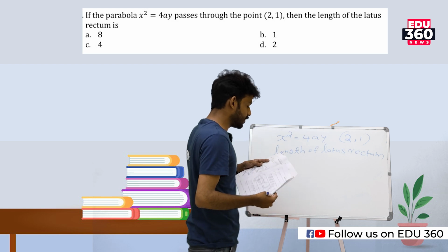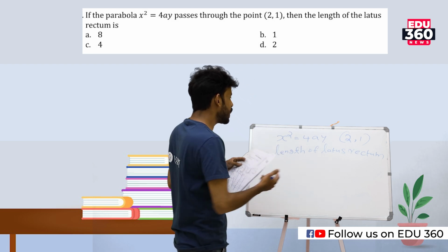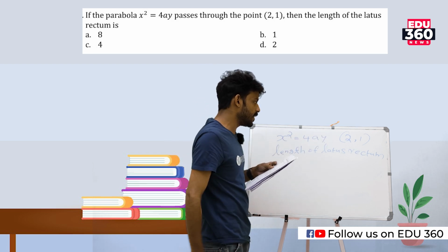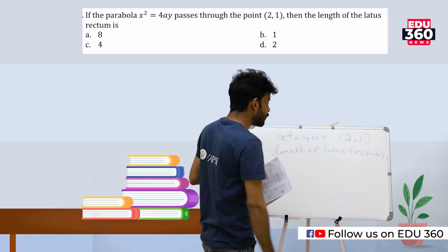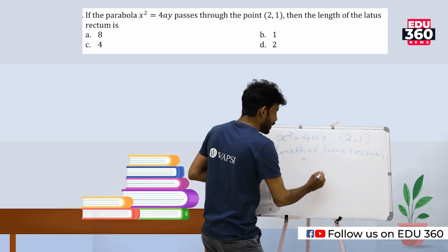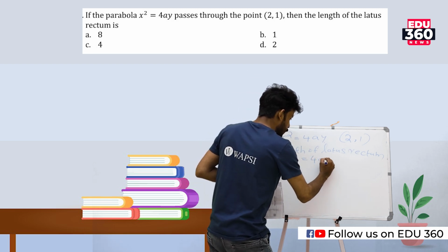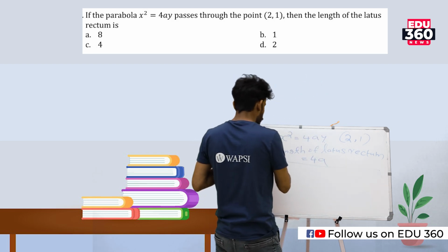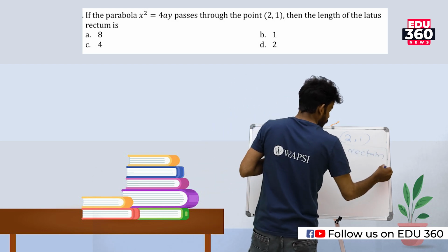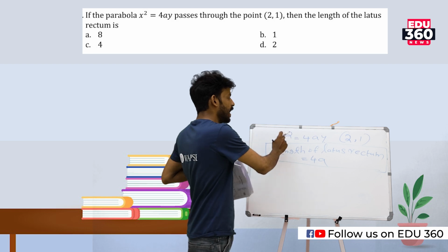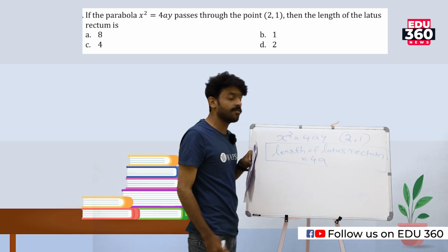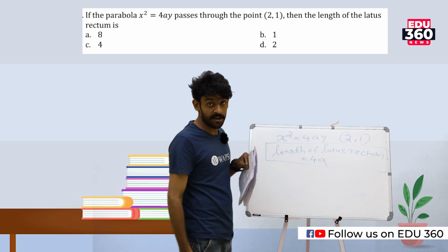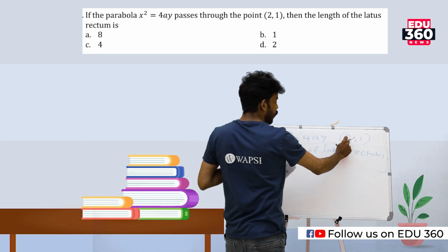So the length of the latus rectum. Now look at here, x square is equal to 4ay. So the length of the latus rectum, we know, that is equal to 4a. Okay, and also here, x square is equal to 4ay. So from this we can find the value of a. So how can we find the value of a? Just substitute this 2 and 1 here.